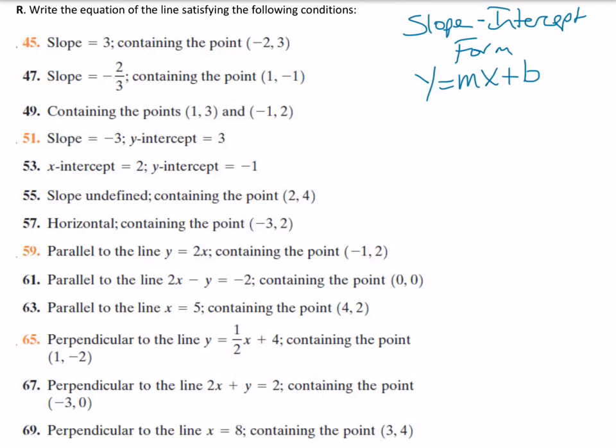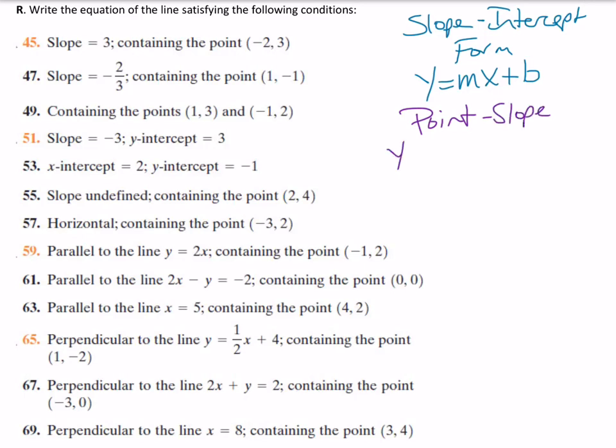All right, let's go ahead and talk about something like number 51 and 53. So notice how in this, actually we'll start with 49. I did an example of 45. 49 says contain the points 1, 3 and negative 1, 2. Now, let's talk about the other form here. The other form we talked about was point slope. And again, I'll just write down the formula for us.